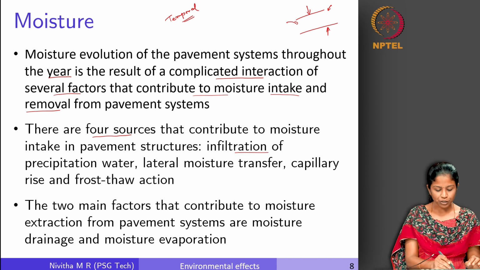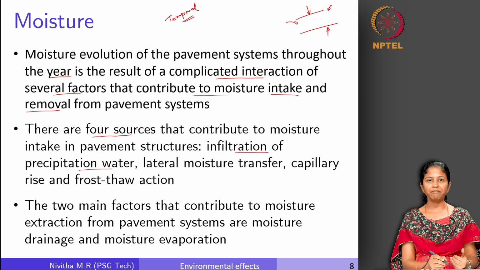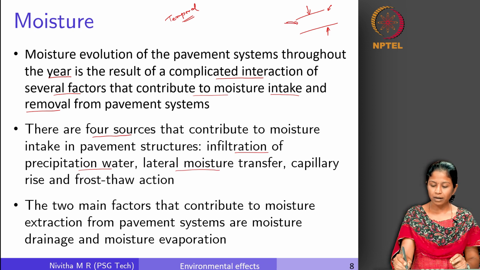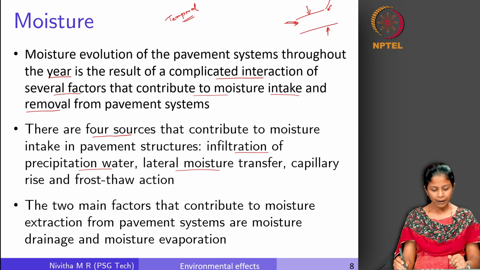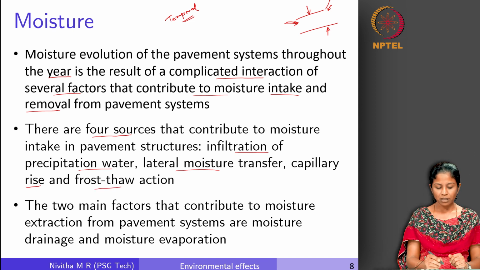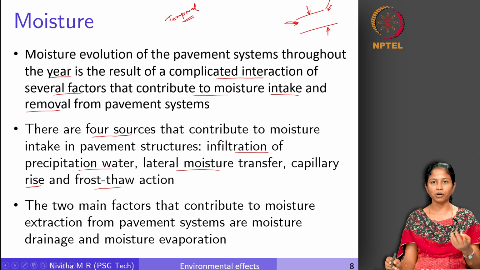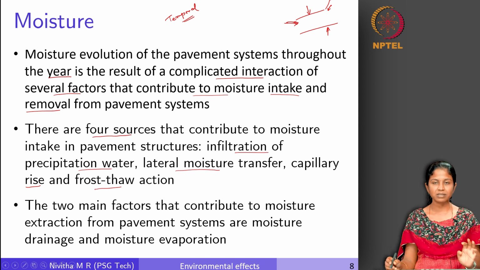One is infiltration of precipitation water, like we said earlier, the rain water which is going to enter into a pavement system because of irregularities in your surface. The second one is lateral moisture transfer from a nearby shoulder or an earthen surface, or there could be high land and because of that, seepage. The third one is capillary rise from the groundwater level, and the fourth one is frost and thaw action. Right, these are the 4 sources that contribute to moisture. So once the water freezes, when it is thawing, it is going to release water. So that is what happens through this frost and thaw action.